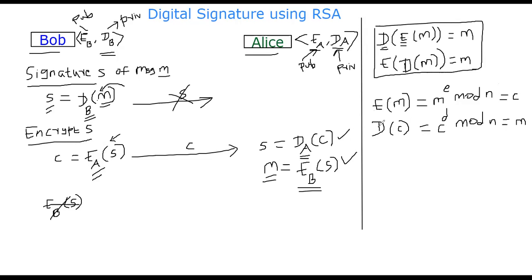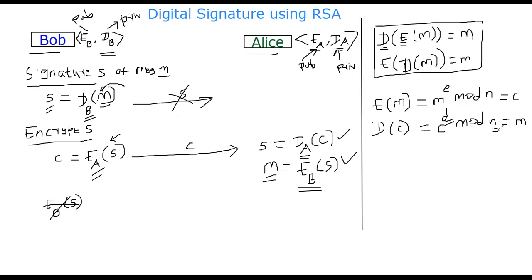In the case of decryption, depending on who is decrypting what, if Bob is decrypting, he will be using B. That means it will be DB, the private key of Bob, and the public modulus of Bob. Okay, so that's basically it. This is how the digital signature is constructed.